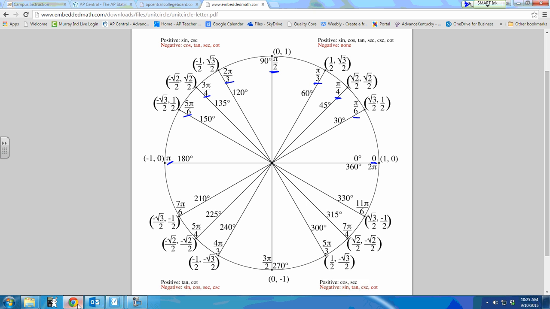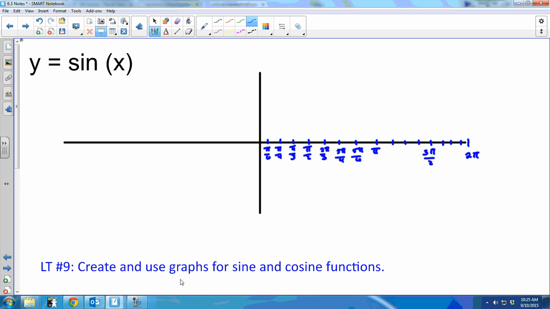If I went backwards around the unit circle, I would start at 0. This would not be 11 pi over 6, this would be negative pi over 6, and then negative pi over 4, right? Going backwards, just like we did before. This was positive 30, and this was negative 30, right? Same thing. Okay, so I could go backwards as well.